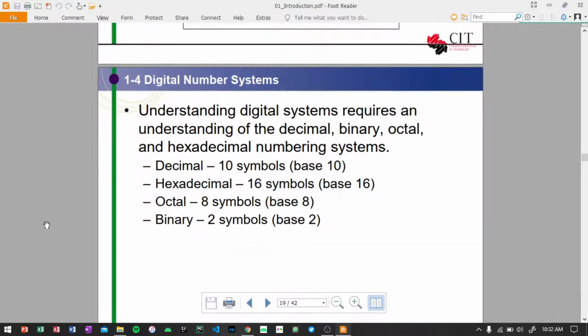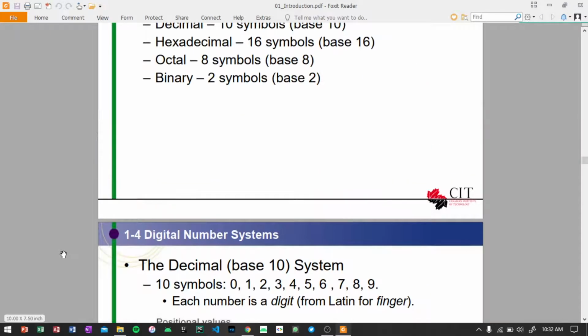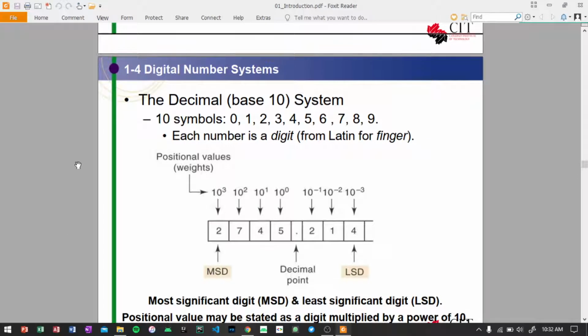Okay. Understanding digital systems requires understanding decimal, binary, and octal. As we have covered before, decimal is 10, binary is 2, octal is 8. Okay, hexadecimal is 16, of course. Decimal 10, hexadecimal 16, octal 8, binary 2. We know this one, we have covered it all the way from the first course I've done.